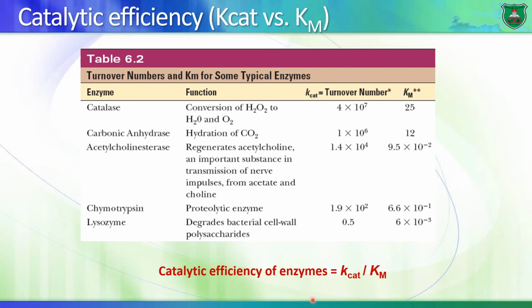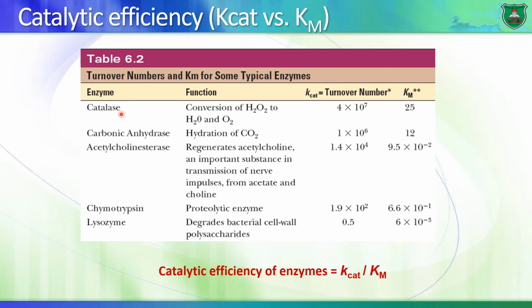So the higher the Kcat, the better the enzyme is. And the lower the Km, that is the higher the affinity, the better the enzyme is. Okay, so you need both combinations in here. So the efficiency of an enzyme can be determined by taking Kcat over Km value. Okay, so let's look at some enzymes in here.